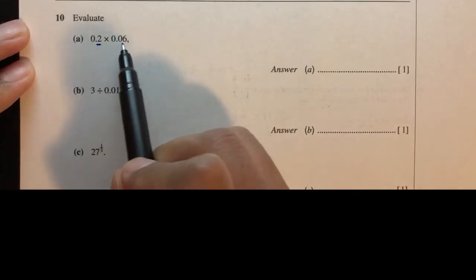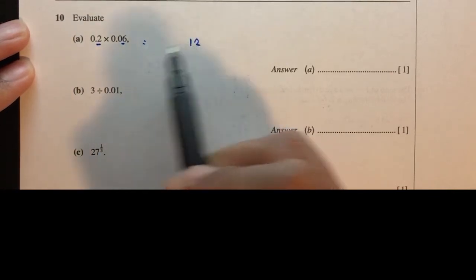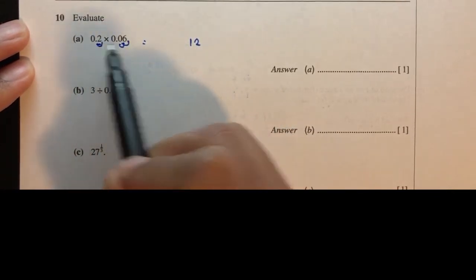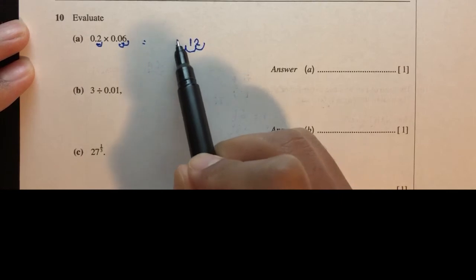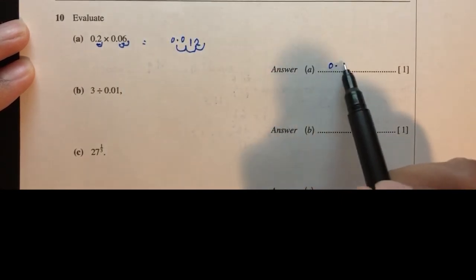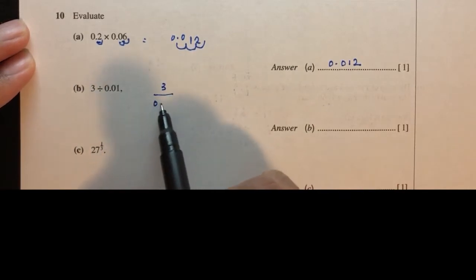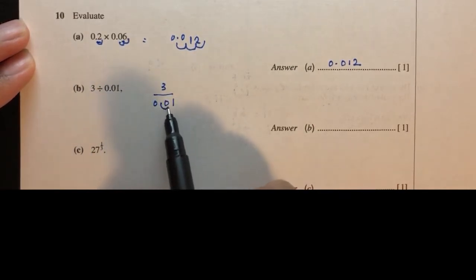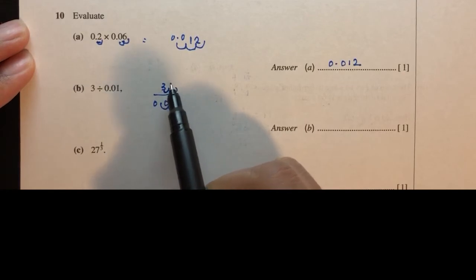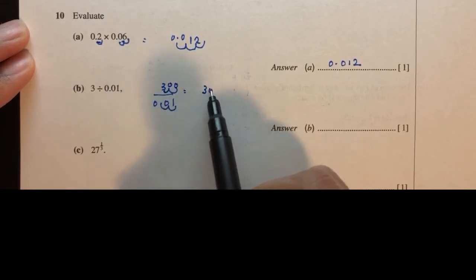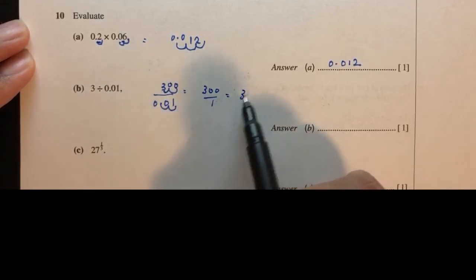So 2 times 6 is 12. Here we have 2 decimal places, here we have 1, so we have 3 in total. Over here, the answer will be 0.012. Now 3 divided by 0.01, we have to move 2 zeros, so we add 2 zeros here, it becomes 300 over 1, that will be 300.